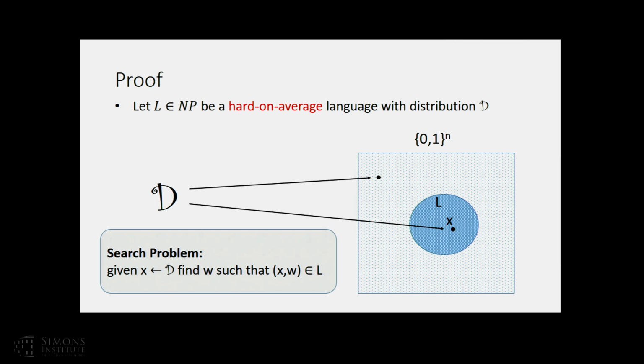And you can define the trivial search problem. So I just give you x, find a witness w such that (x, w) is a valid witness for x. And this is, of course, a hard search problem. If it was easy, then this distribution is not hard for the language. What is the problem? This is, of course, not in TFNP. I have all these instances that don't have a solution. This is not in TFNP, it's just in FNP.